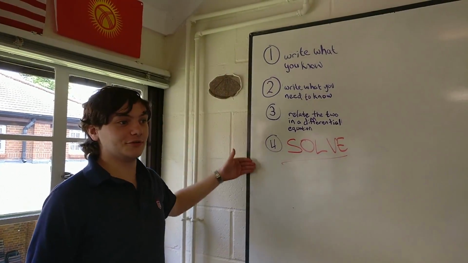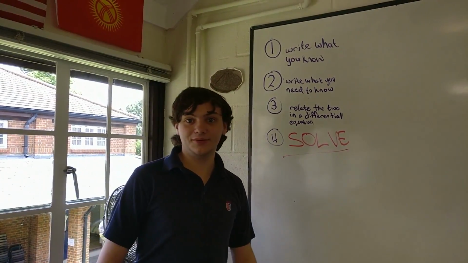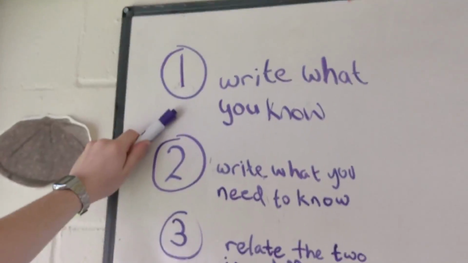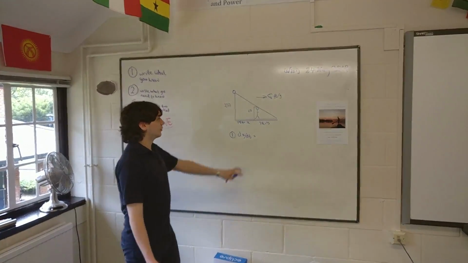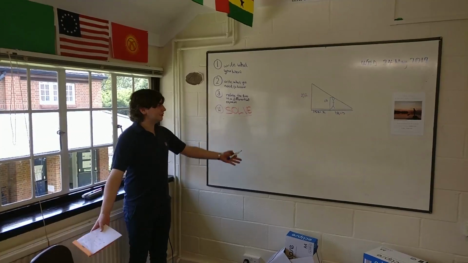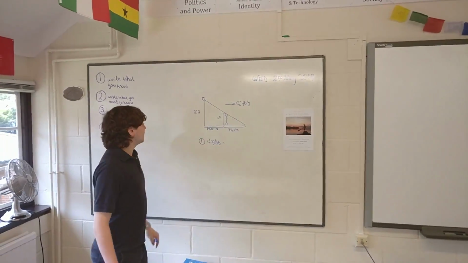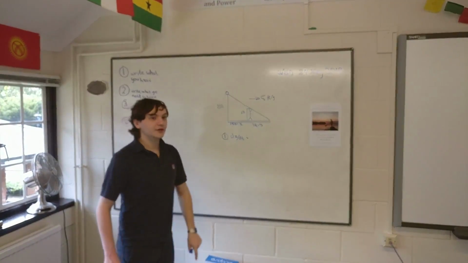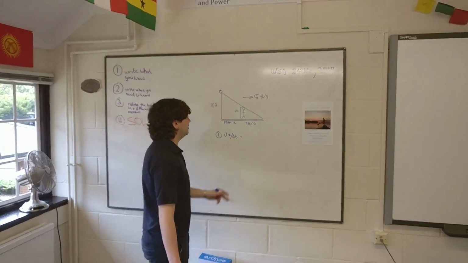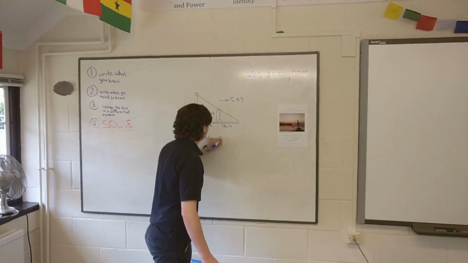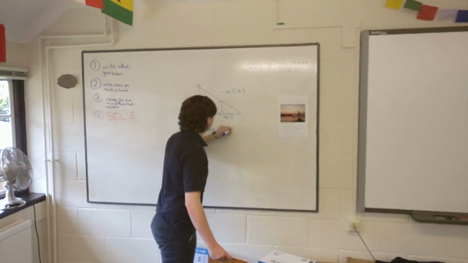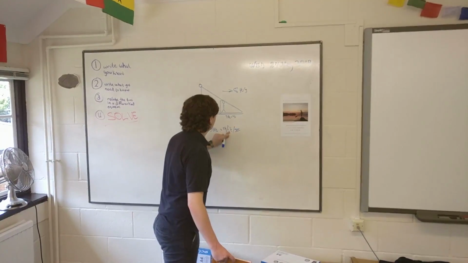So here are the steps to solving a related rates problem, and the first step is write down what you know. In this situation, what we know is that we're moving away from the lamppost at a speed of 5 feet per second. And since we call our distance from the lamppost x, the rate of change of that, or dx/dt, is equal to 5 feet per second.